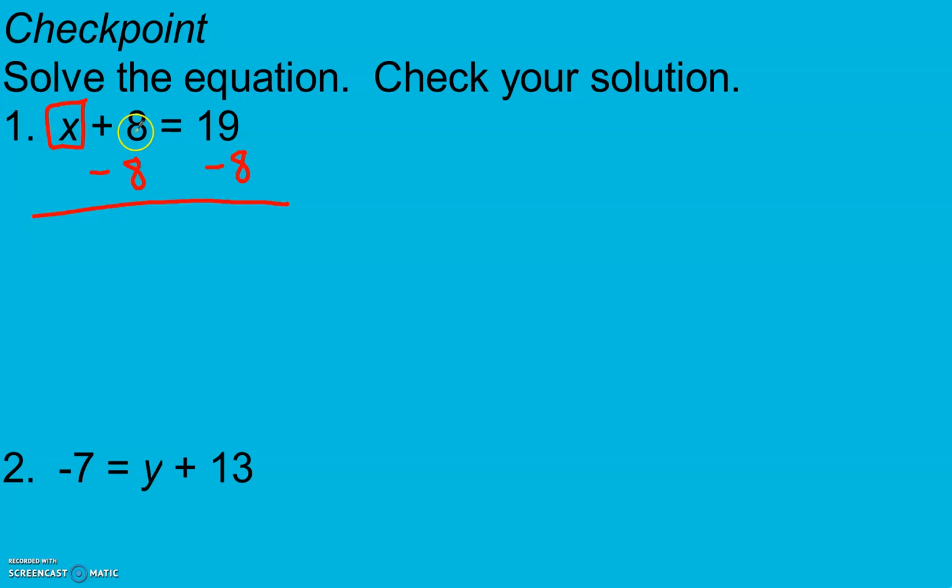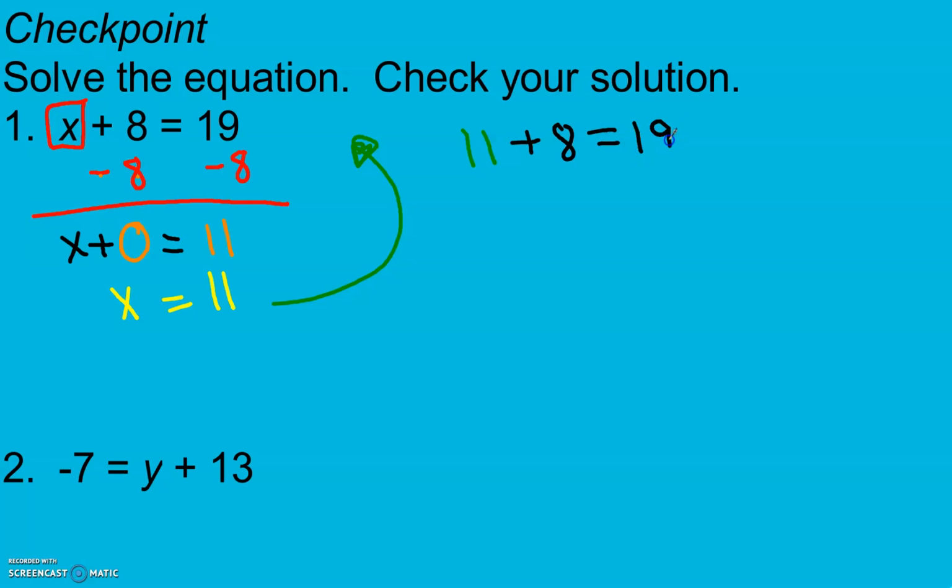Now, I know that positive 8 and a negative 8 is going to give me 0. So I didn't change my x. I didn't change that they're equal, but I did change my right side. So 19 minus 8 gives me 11. I know that x plus 0, or anything plus 0, is itself, so I get x equals 11. Now, we plug it back in and check. I have 11 for x plus 8 equals 19. 11 plus 8 gives me 19, which equals 19. So that checks, and we are correct.